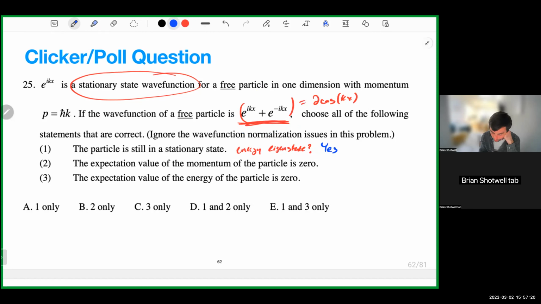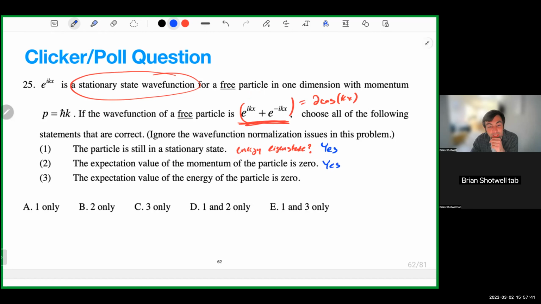The expectation value of the momentum of the particle is 0. Again, because these coefficients in front of this and this are the same, there's a 50% chance the particle is moving in the plus x direction and 50% chance it's moving in the minus x direction. So the expectation value of the momentum is 0. That is true.